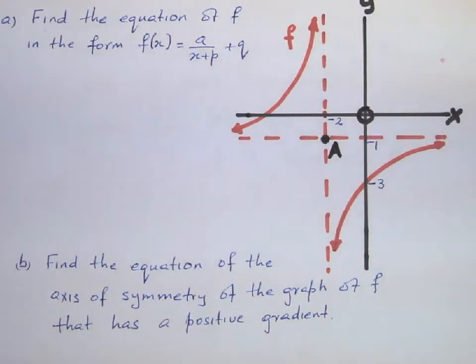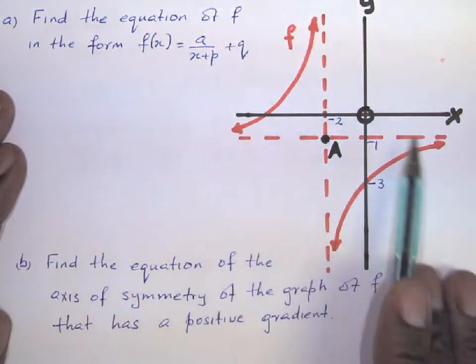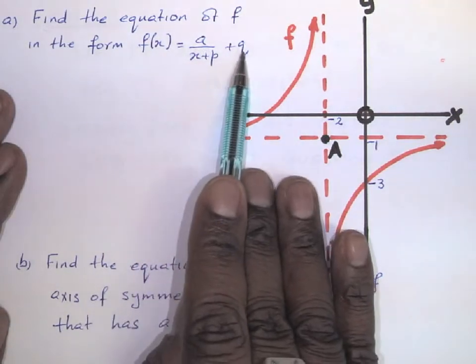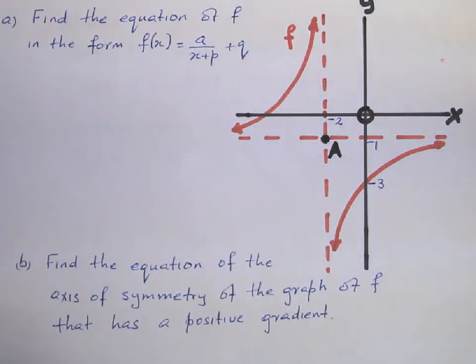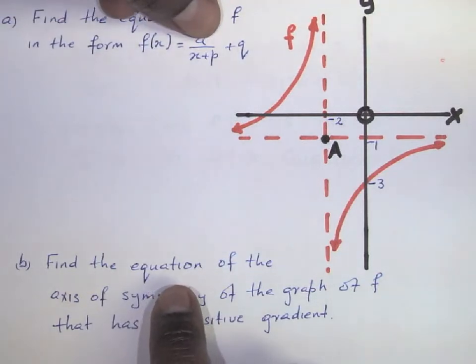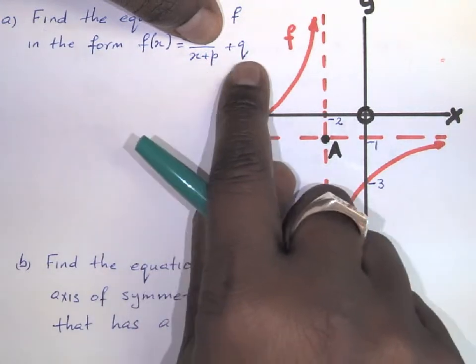Another example says here, now the graph is drawn for us. They say find the equation of f in the form f of x equals a over x plus p plus q. Remember, always make sure that your a value is the last thing to find. So the things that you must fill in first are these things here. The first one is q.